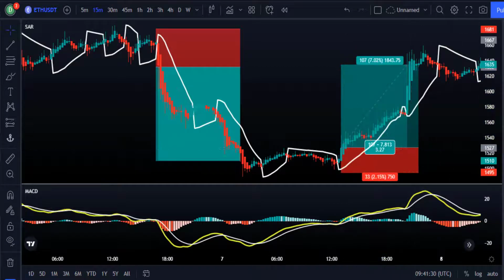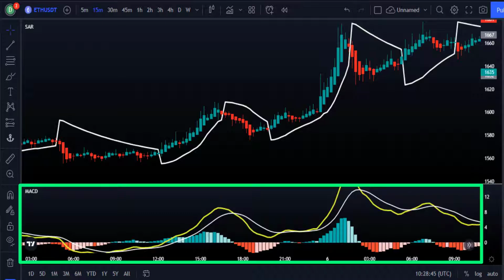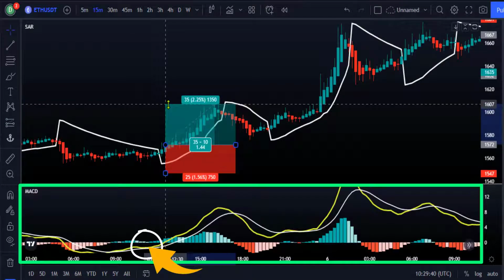For example, here you can see that the price is in an uptrend, and the parabolic SAR is also below the price and is sloped upwards. Then you will wait for the MACD line to cross above the signal line to the upside direction, which you got at this point. Then you will enter a long trade at the close of this candle.